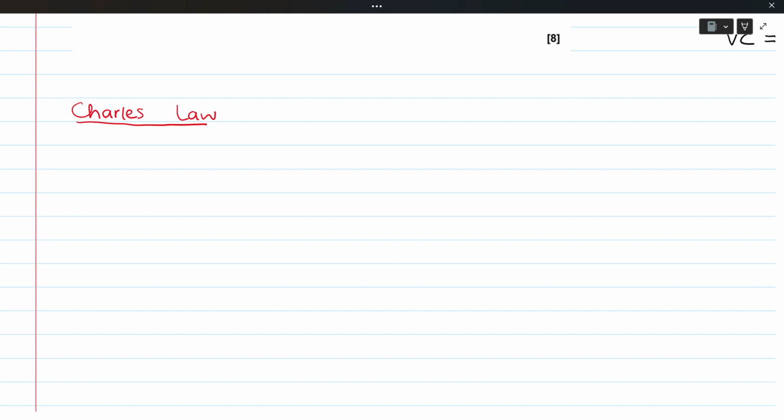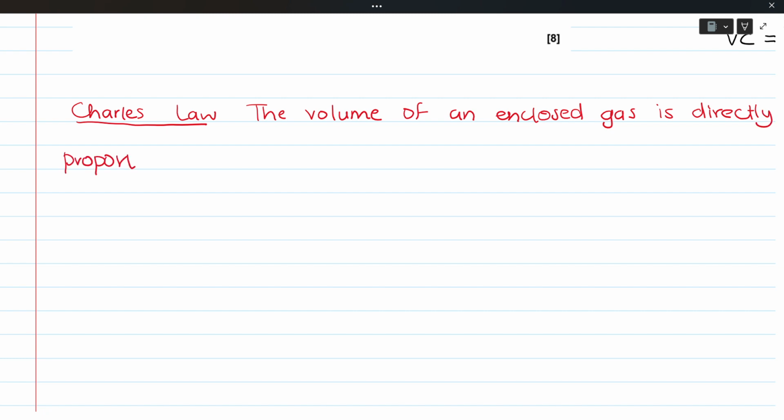Okay, so Charles' law is basically, I'm just going to write down the guideline definition. It's telling us that the volume of an enclosed gas is directly proportional to its Kelvin temperature provided the pressure is kept constant.